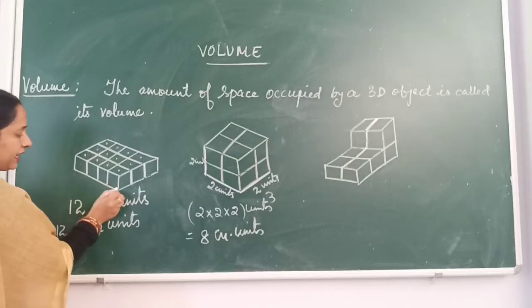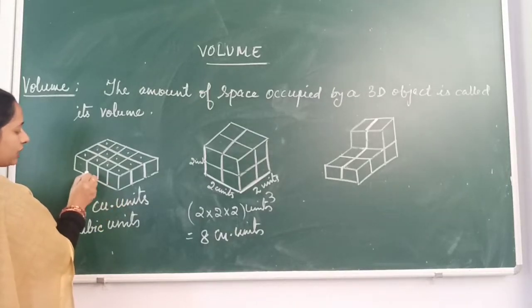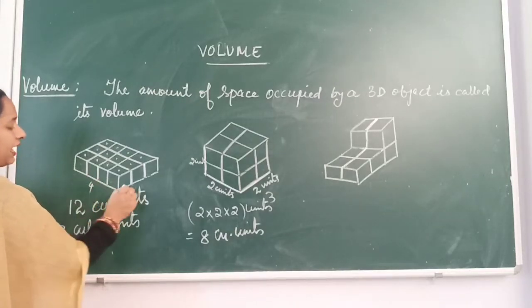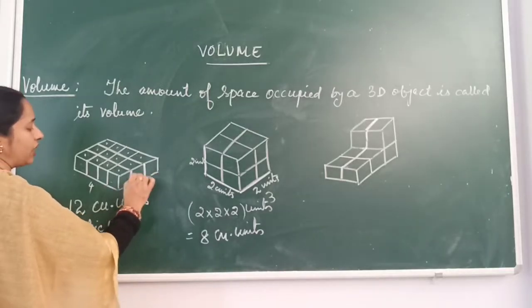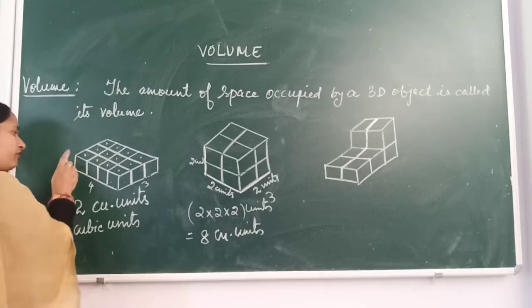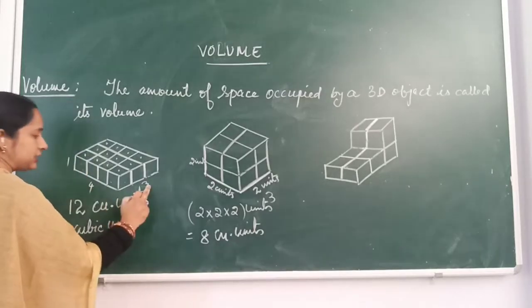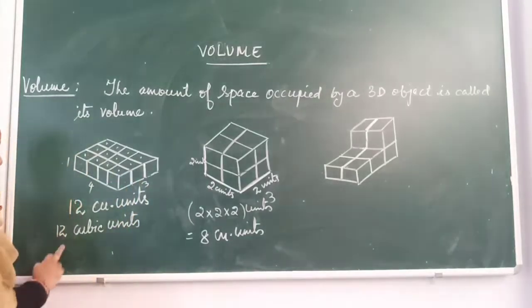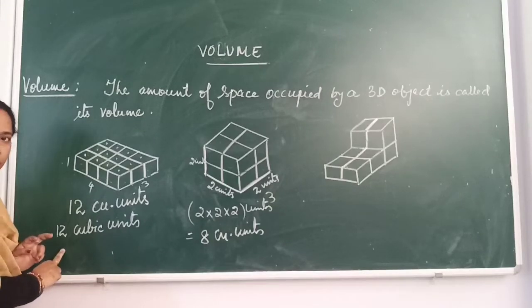In this case also you can follow this. Along the length how many units do you have? 1, 2, 3, 4 units. Along the breadth how many? 1, 2, 3 units. And along the height you have only 1 unit. So 4 3s are 12 multiplied by 1, 12 only. You got it? Okay?